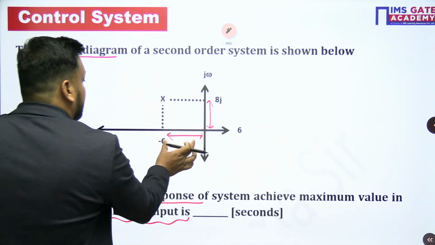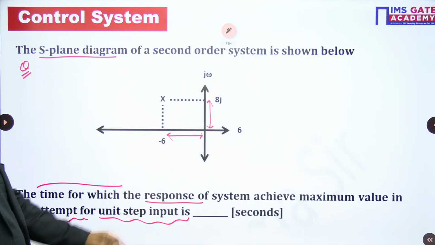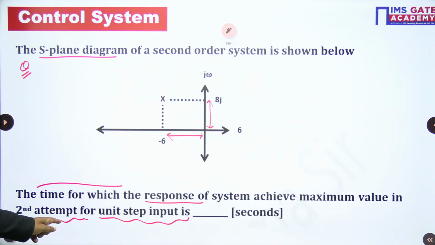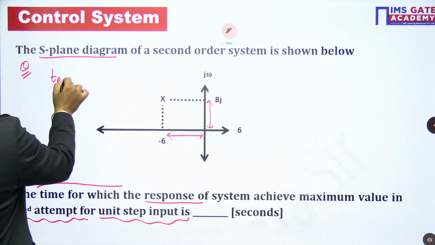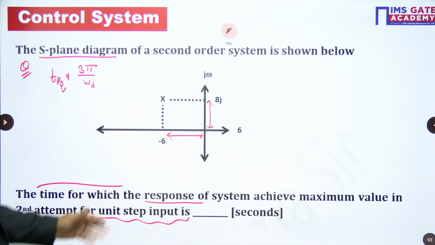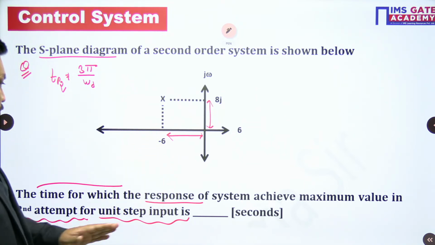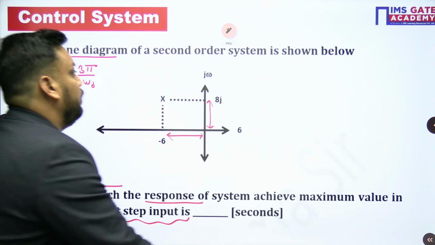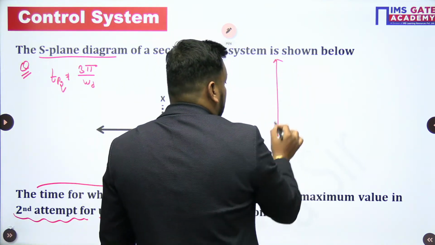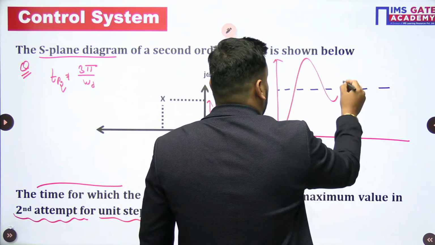Here is the real value, here is the imaginary value. The time for which the response of the system achieves the maximum value in the second attempt for unit step input. Again the same formula: TP2 is nothing but 3 pi upon omega d. It is a very easy question, guys. Second attempt means first attempt is TP. If you make the diagram, you will get this shape.